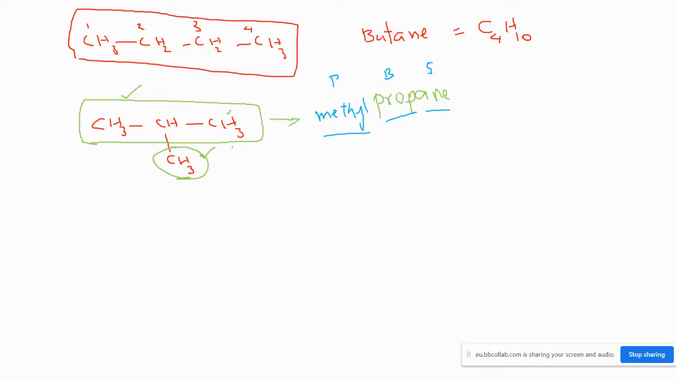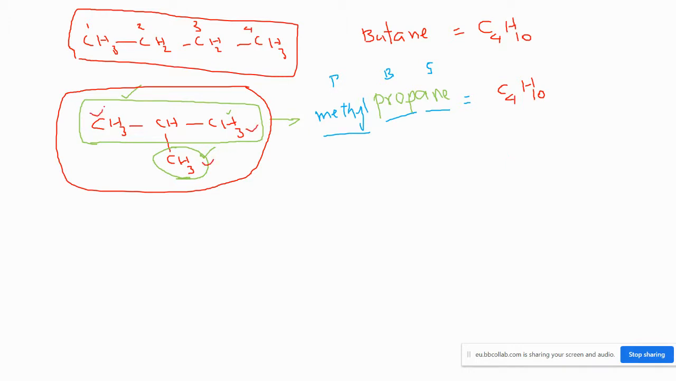Whenever there is a branch, the prefix will come into effect. If there is no branch, no need for the prefix. You got it now? So the name is... what is the formula for this compound? Can you count the number of hydrogen and carbon? How many carbon we have in this whole compound? This is the whole compound. 4 carbon, and how many hydrogen we have? Can you count them? Three plus 3 plus 3, 9 plus 1, 10.